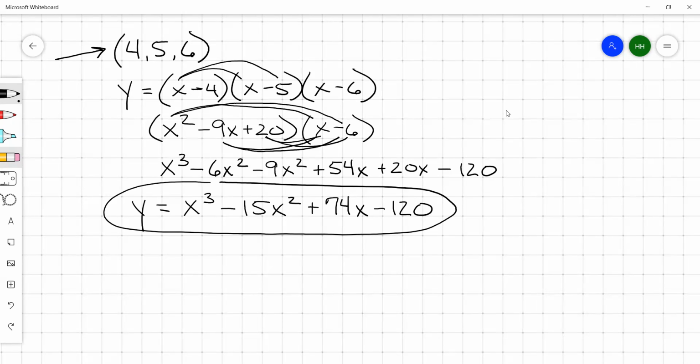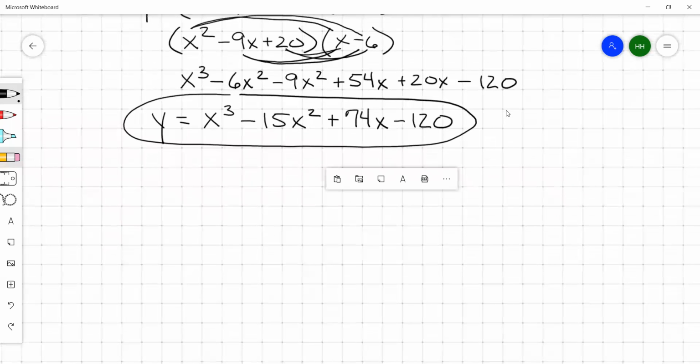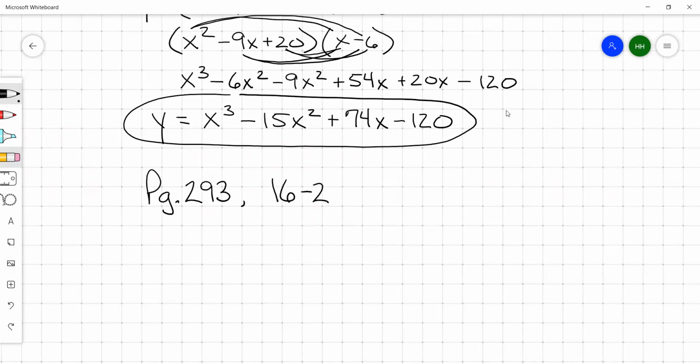Any questions? All right, then your practice for today is going to be on page 293 again. And let's do 16 through 23. Page 293, 16 through 23.